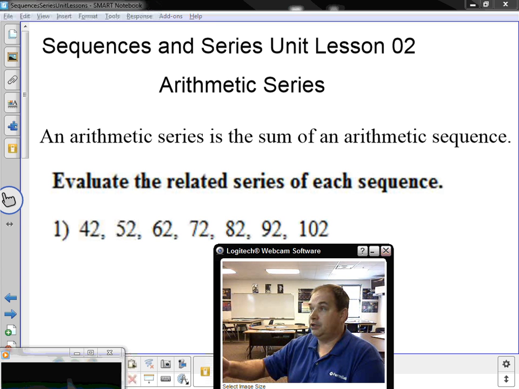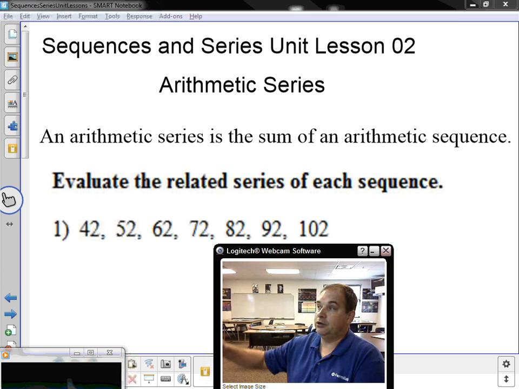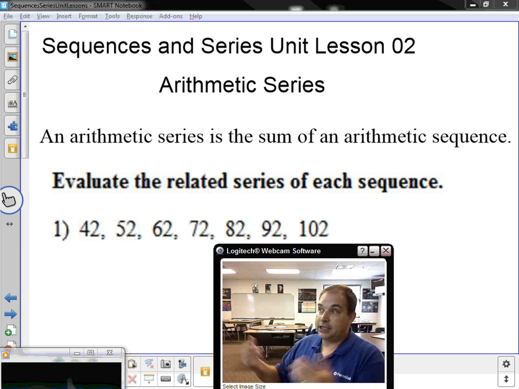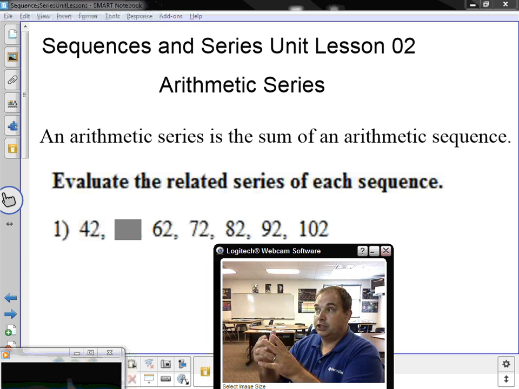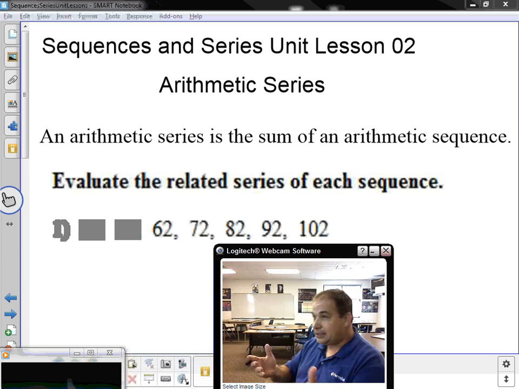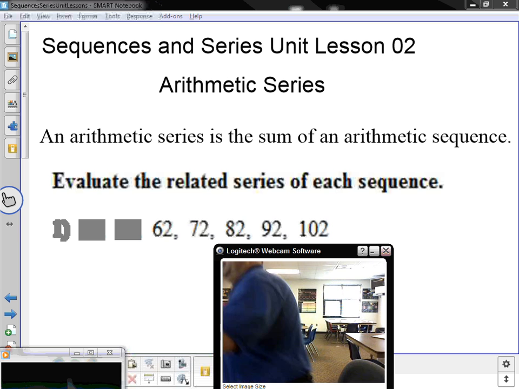42 plus 52 plus 62 plus 72 plus 82 plus 92 plus 102. I just add those 7 numbers up, and I get something like 504. So that's my sum for that problem. I would just add those numbers up. That's all I got to do. That'd be really simple if that's all it was, wasn't it? Let's see how these things change a little.